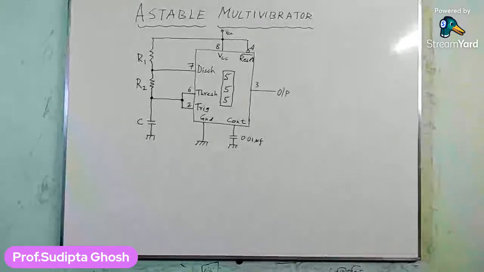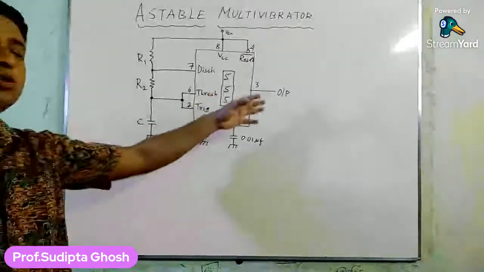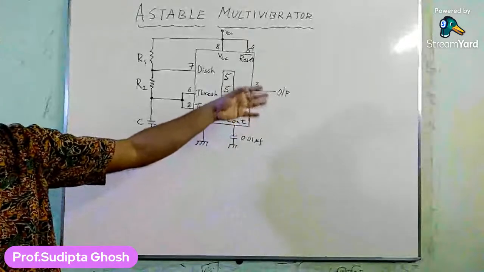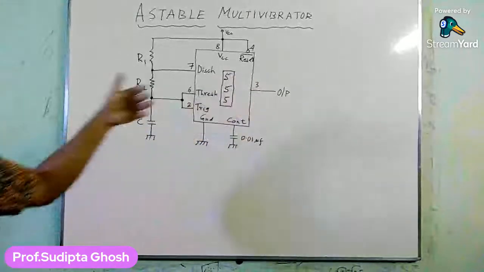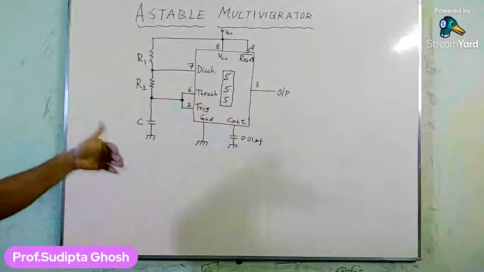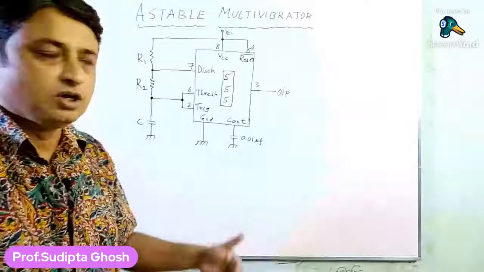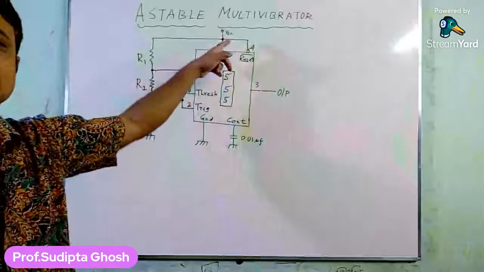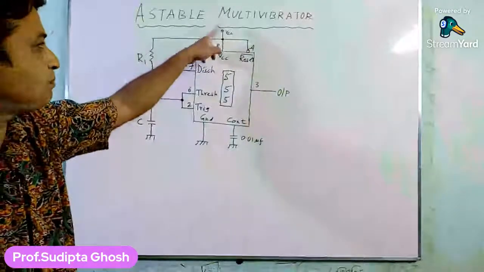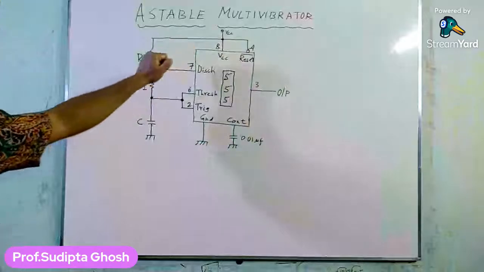So when the trigger input goes below 1/3 of VCC, the output of the 555 timer goes to the high state. Here, what I have just explained is that whenever the circuit is switched on, this is the VCC, the power supply connected for this circuit.